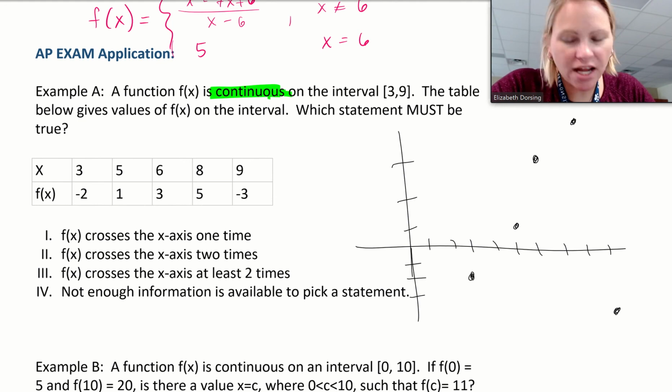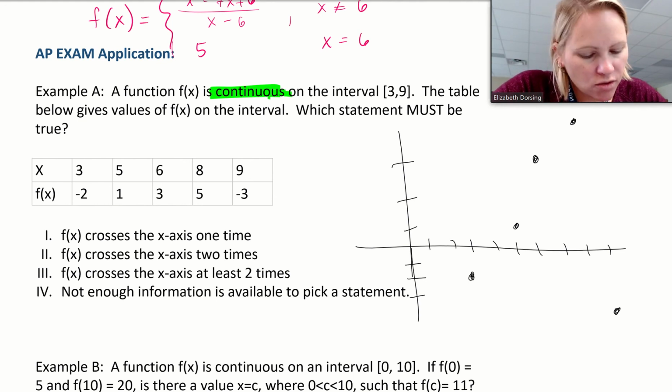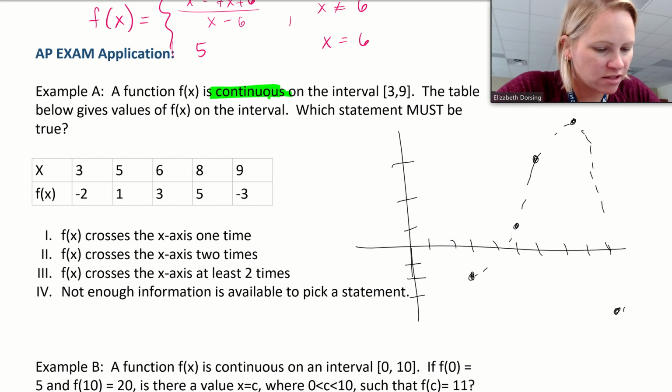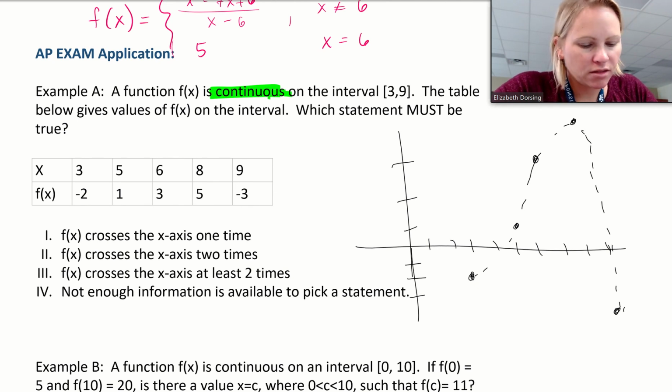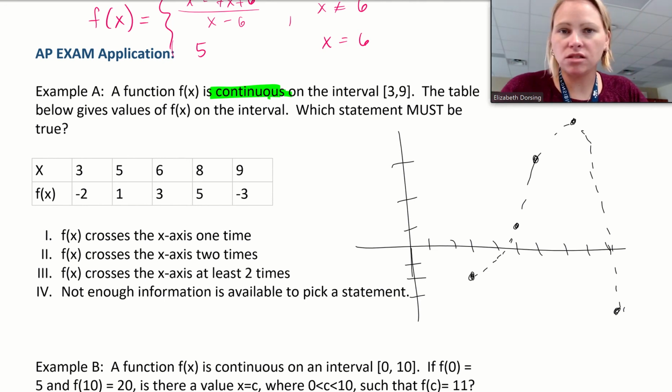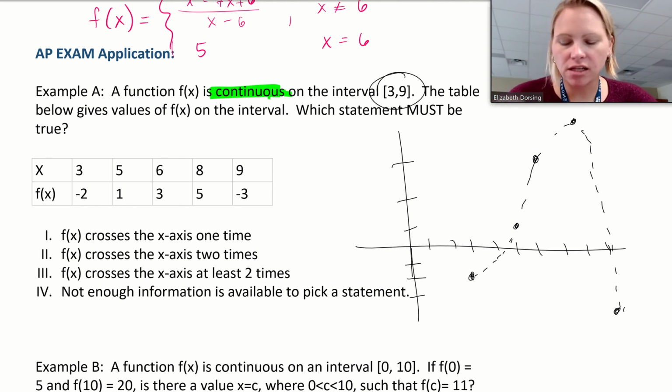So here's my function, and I'm told that it's continuous. So what that means is from 3 to 9, it must be connected somehow. So I'm just going to kind of connect my dots. It's not very pretty. Okay, so now that's what my graph must look like, and I'm told that it's continuous, so continuous means connected, and I'm going to interpret it that way. And when I'm continuous on an interval, that means there's nothing in there. There's no vertical asymptotes, no holes, no nothing. It's continuous and connected on an interval. So understanding that definition is really clutch right here.